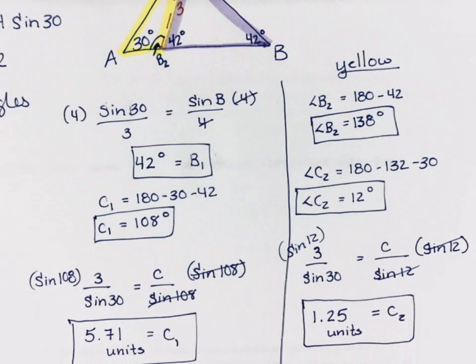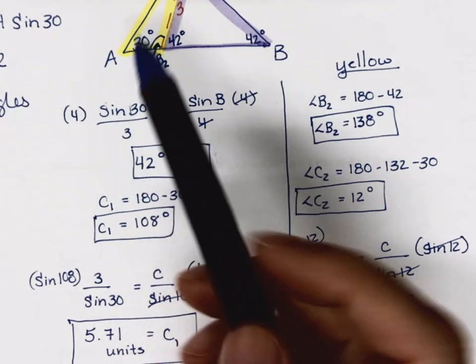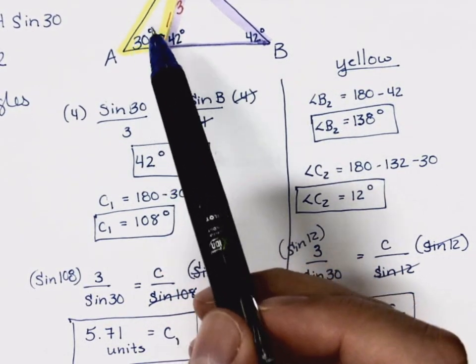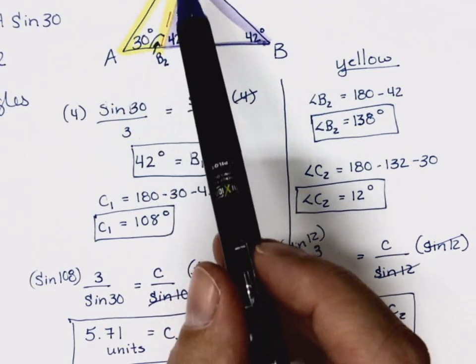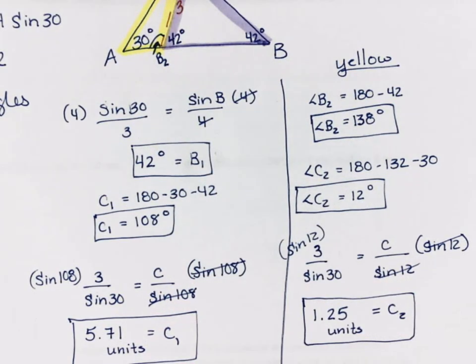You need to remember that 30 degrees lives in both triangles, in the big triangle and in the little yellow triangle. So don't lose that third angle of 30. I kind of don't even talk about it because it's there, but seeing it for the first time, it's kind of hard to grasp.